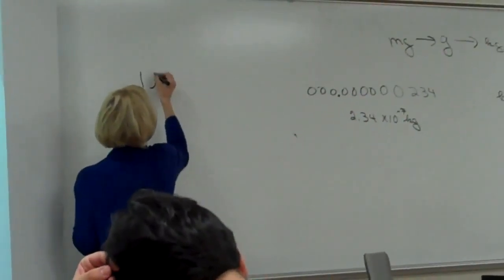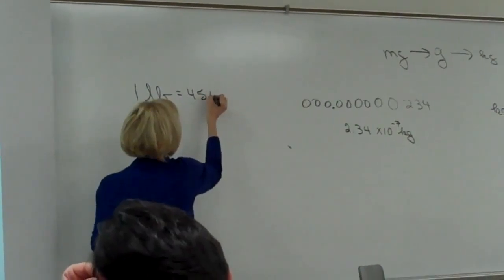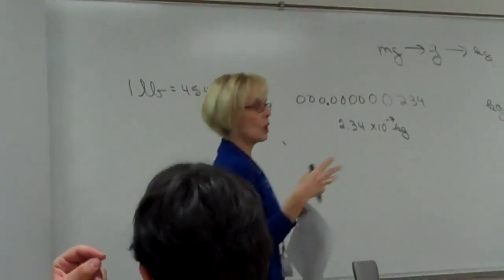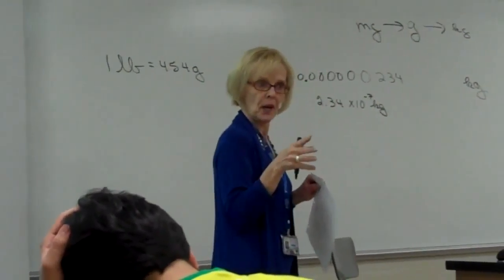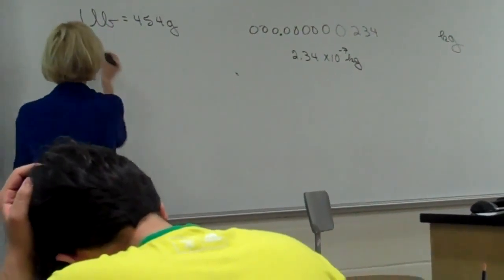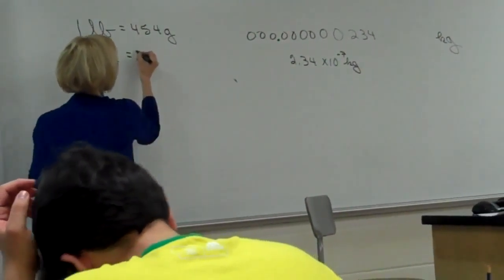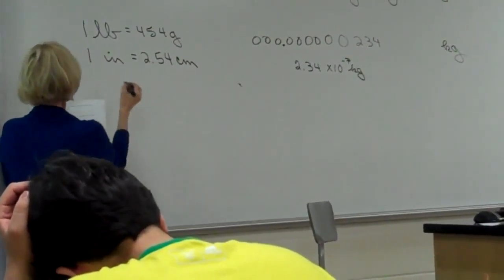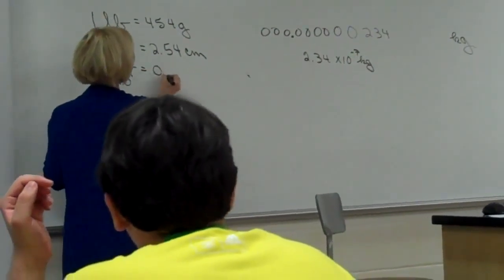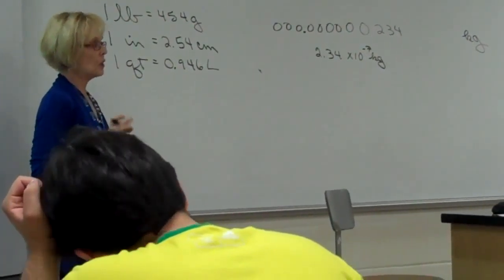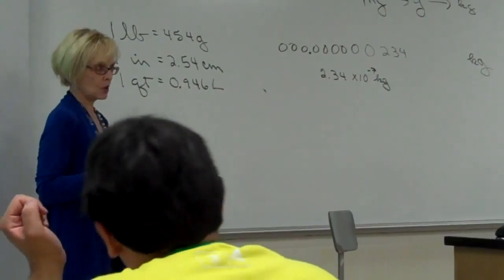These are the three I want you to know. Now, if you do not know this one, and you have one that you've always used, like maybe how many kilograms is a pound, or how many pounds are in a kilogram, I prefer this, and I'll make my case in just a minute. 1 pound is 454 grams, and 1 inch is 2.54 centimeters, okay? And 1 quart is 0.946 liters. This will take you anywhere you need to go.